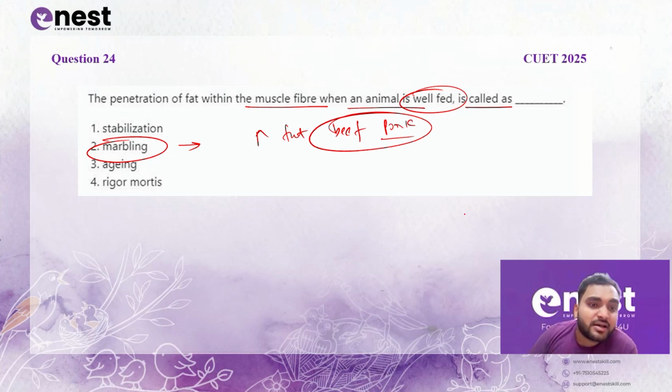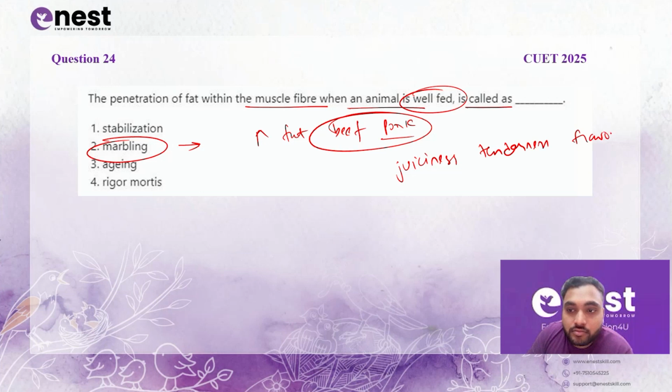Now, marbling occurs when the animal is properly fed, getting enough fat in its diet, and that fat goes inside the muscle cells. What is the advantage of this marbling? It increases juiciness, tenderness, and flavor of meat. Among the other options, in aging the penetration is not there, rigor mortis is something else, and stabilization is also not relatable to this question. So marbling is the right option for this question.